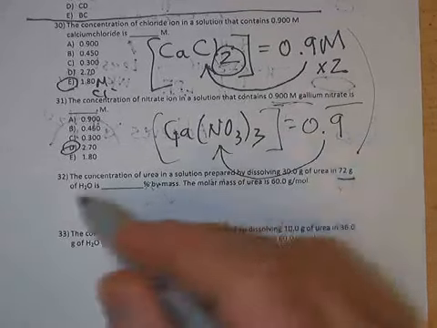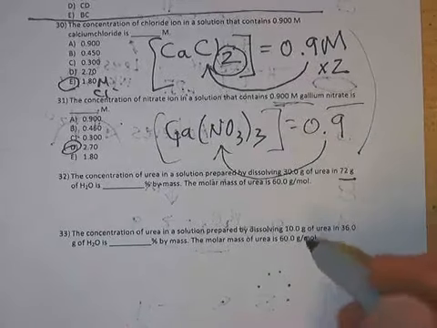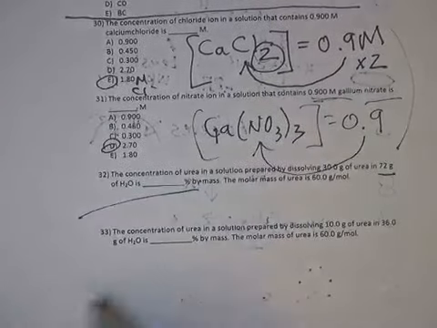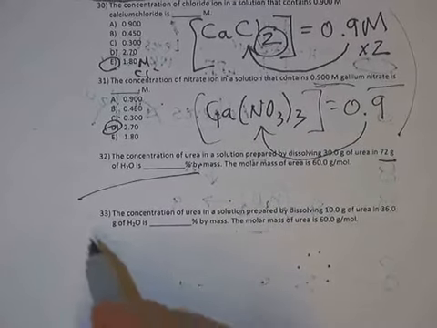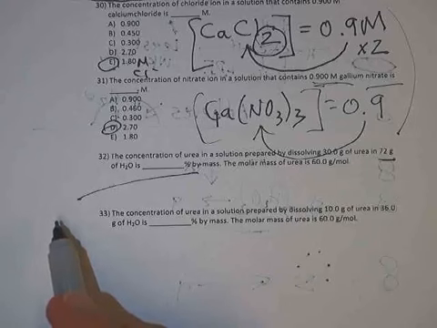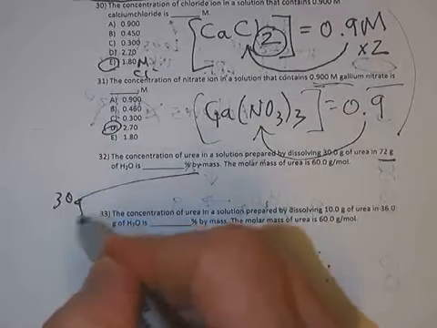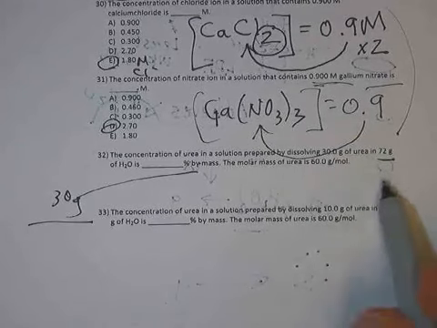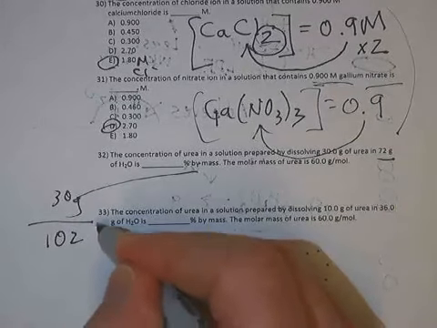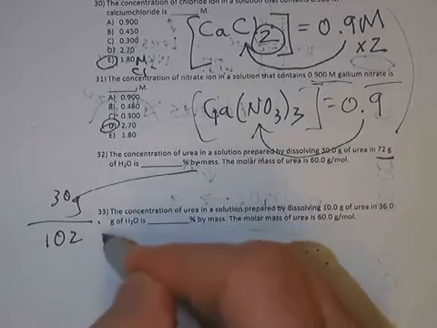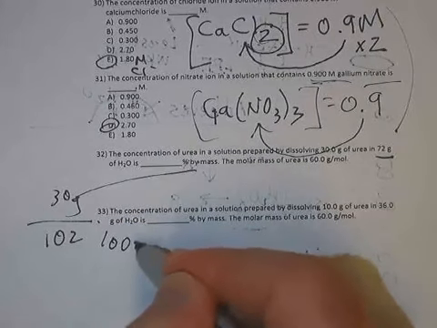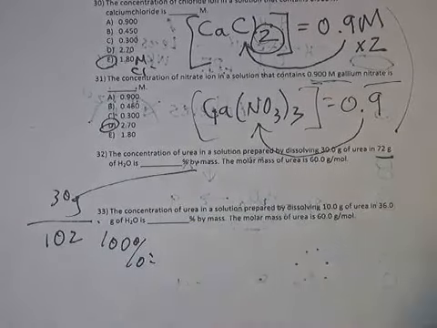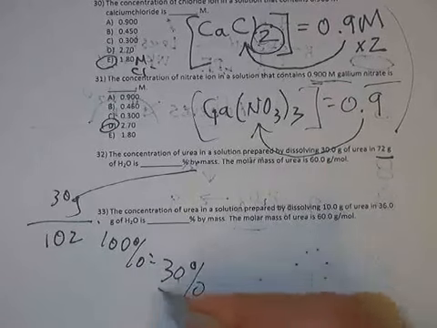The concentration of nitrate ion in a solution that contains 0.9 molar gallium nitrate. I believe gallium nitrate is Ga(NO3)3. So then they trick you again by saying this whole thing is 0.9. Just like this last one, what would be the concentration of the NO3s in there then? 3 times 0.9 is 2.7, right? 2.7. And like I said, I don't think there's one on the test like that.